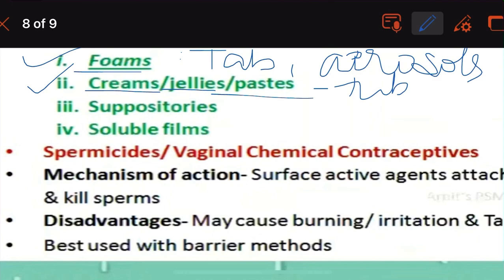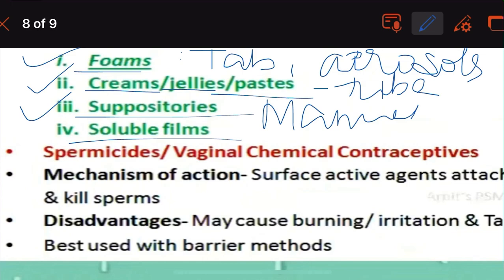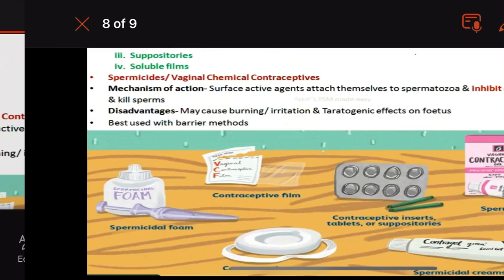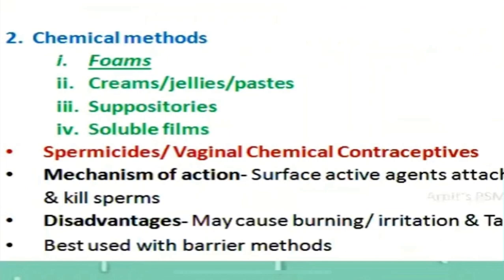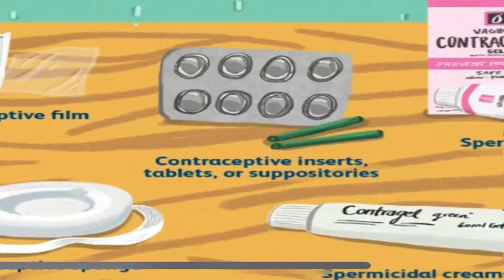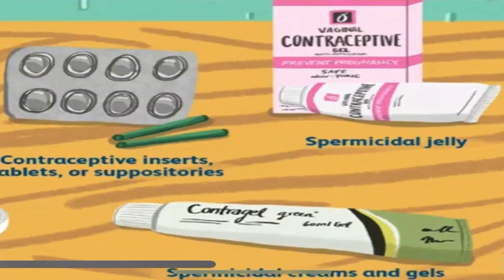And we have suppositories. The suppositories will be inserted manually. The soluble films will also be inserted manually. These are the modern spermicides, which act as surface active agents. Now we'll deal with it. So we see the foams containing foam tablets and aerosols, creams, jellies, paste, which you squeeze from the tubes. We have suppositories and soluble films. You can see here the spermicidal foam and the films which are inserted manually. And we have inserts, that is suppositories, and the spermicidal jellies.